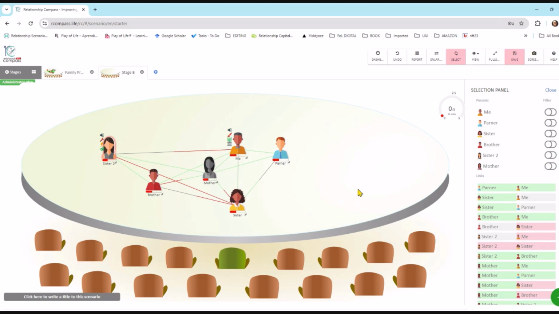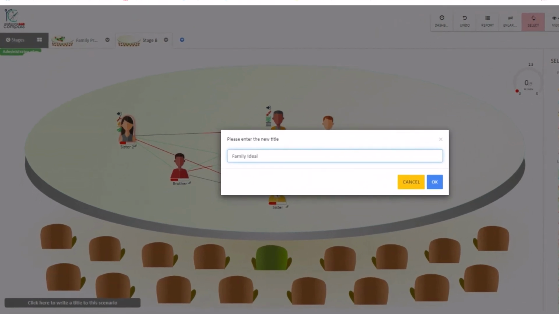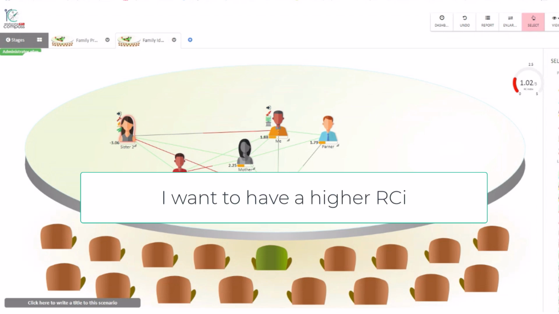Now I'm going to change the name of this to "family ideal," but not ideal like fantastic magic. With this reality, what could be my next step? What can I do with this? You said, "I'd like to have a higher relationship capital." Yeah. Okay.